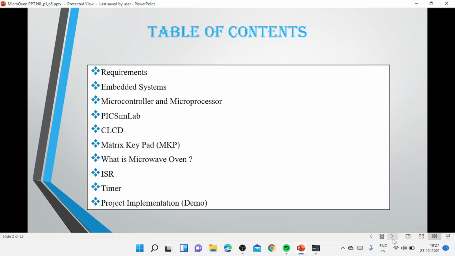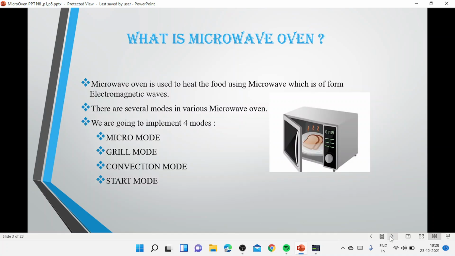Let me tell what are the things I have learned in the internship and what are the things required for this project. These are the things I will explain in this project demo: requirements, what is embedded systems, microcontroller and microprocessor, Pixem Lab and CLCD, matrix keypad, what is micro oven, ISR, timers, what are the timers we are using, and at last the project implementation demo. Let me explain one by one.